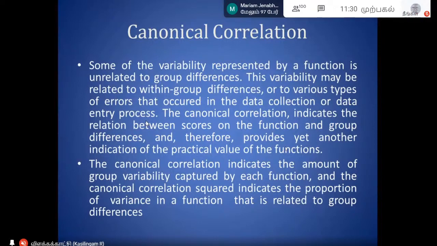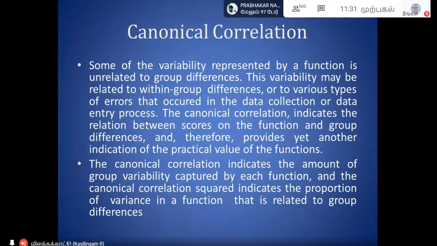So now it should indicate correlation. What is the correlation? That group difference, how much of it comes because of that function. Now we know the groups are different. How much is generated by the function? These two people are different, right? Fine. So how much is captured by this function? So canonical correlation indicates the amount of variability captured by the function.